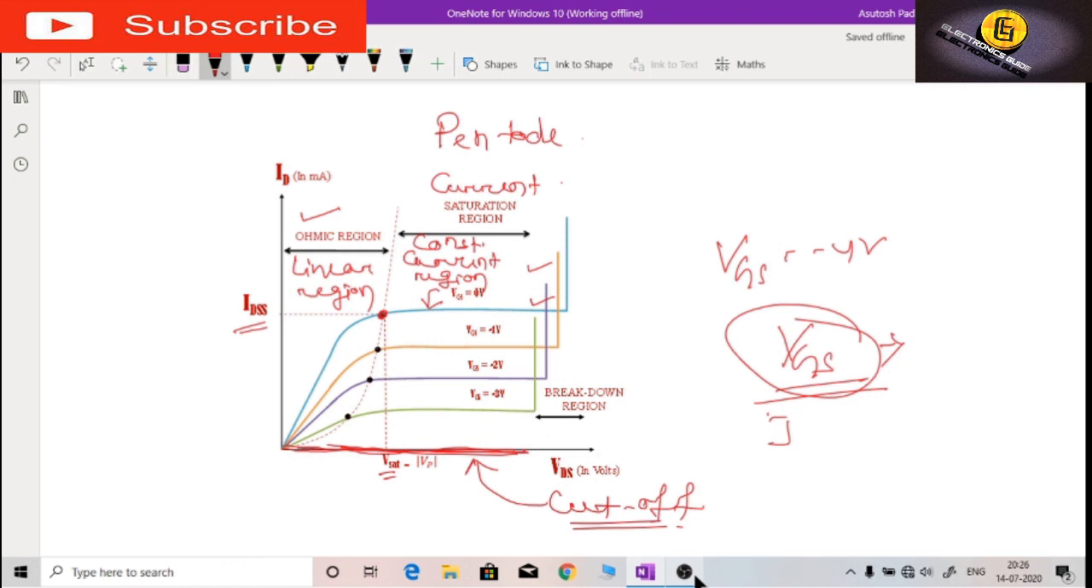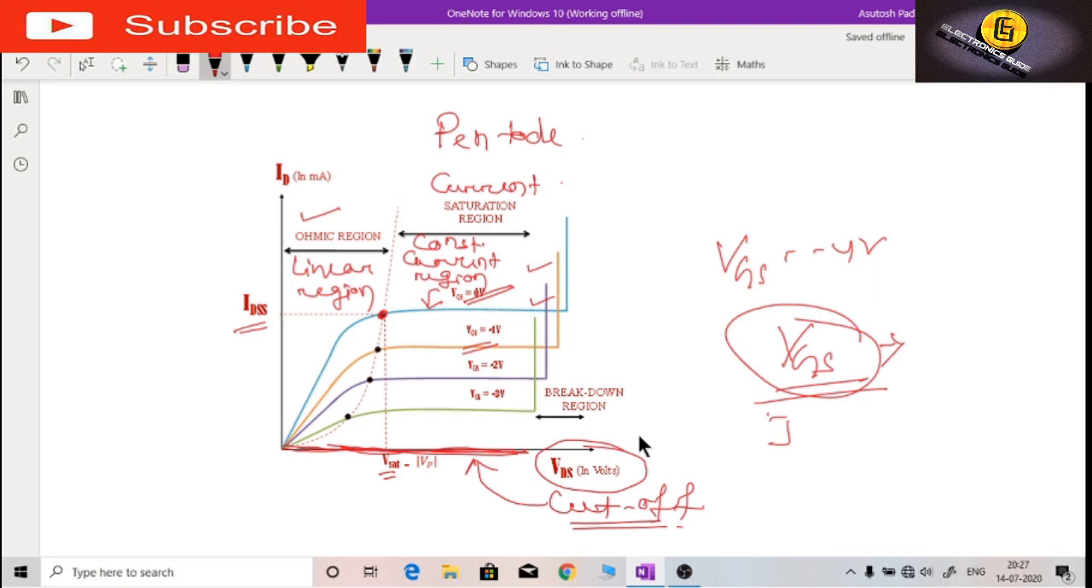In this video, we saw how the drain current ID changes with respect to the change in VDS while keeping VGS constant. That means at constant voltages of VGS, we have seen how ID is changing. At a constant voltage of VGS equal to 0 volt, how the graph is changing. At a constant voltage of VGS equal to minus 1 volt, how the graph is changing. That means we made VGS constant and VDS the variable voltage.